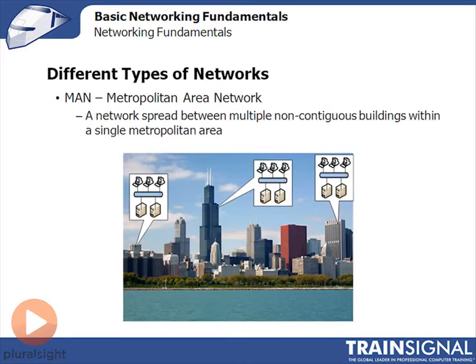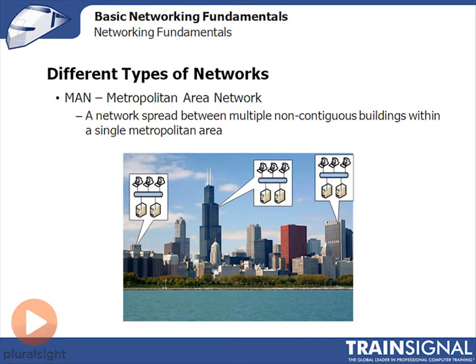Expanding out from there, we have the MAN, which is a metropolitan area network. This is a network that is spread between multiple non-contiguous buildings, but we're still contained within a single metropolitan area. So if you have networks in more than one location, but still typically within a single metropolitan area, so within a city, that's considered a MAN.